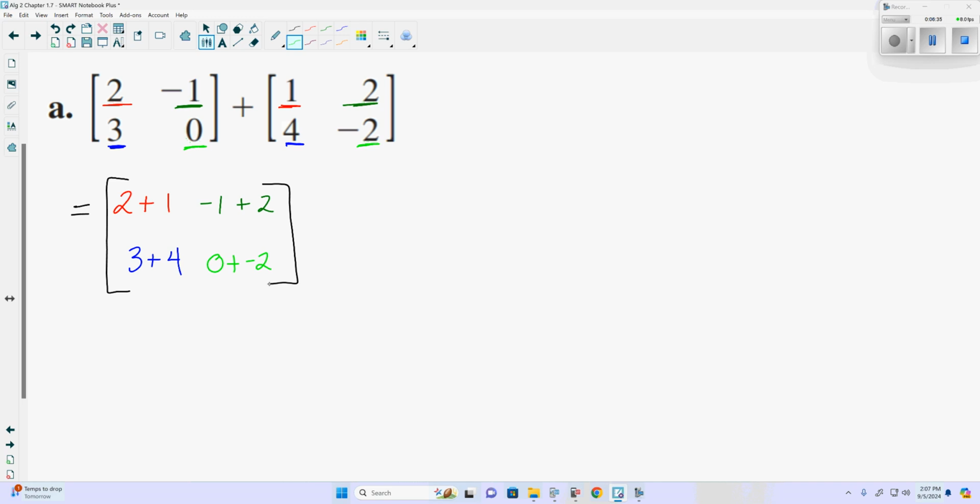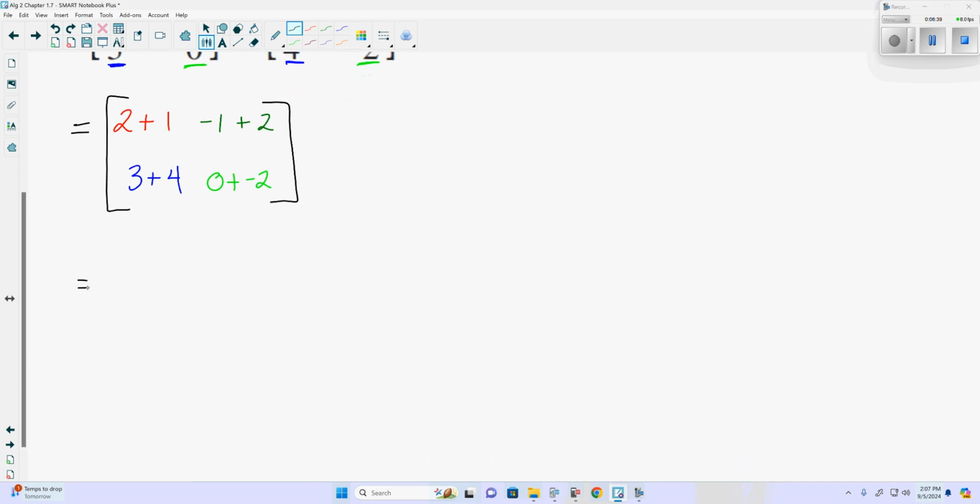Now the last thing we need to do is actually just add them. So 2 plus 1 is 3. Negative 1 plus 2 is 1. 3 plus 4 is 7, and 0 plus negative 2 is negative 2.